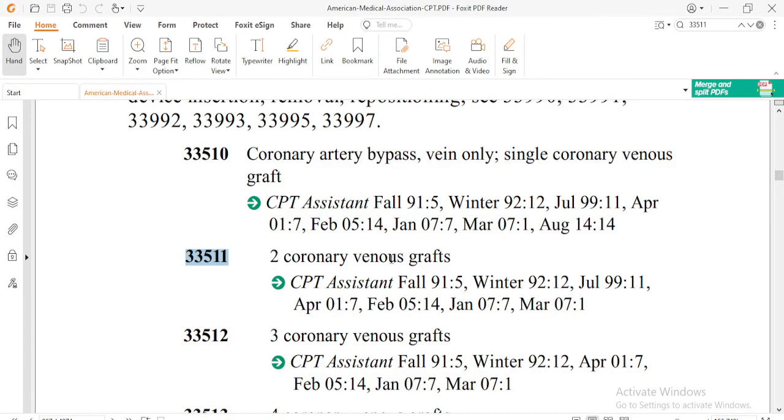So if you check it in the CPT book, here the physician has used only vein, saphenous vein, and how many veins has he used? Two coronary venous grafts, like two saphenous veins. So we need to code 33511. So basically the number of veins or arteries harvested for bypass we need to code. Here the physician has harvested two saphenous veins, so we need to code two coronary venous grafts.